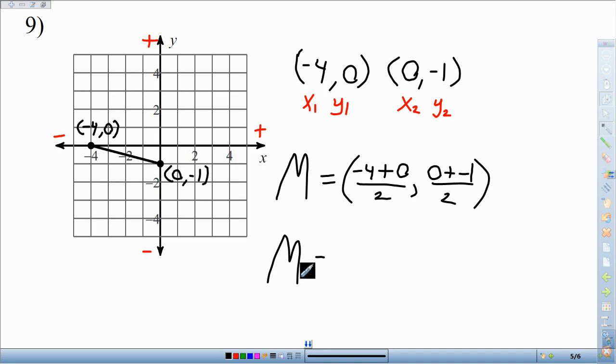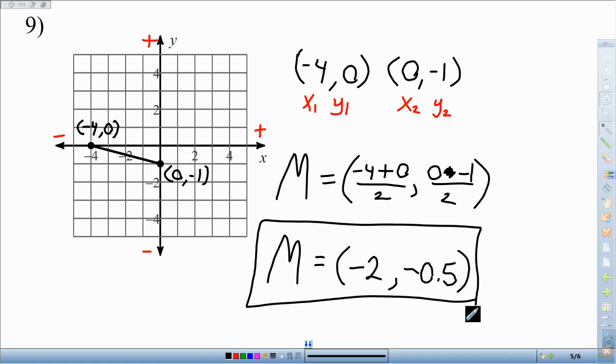All right. And again, I'm going to do both of these steps at once just because I feel like we're getting better at these. -4 plus 0 is -4. -4 divided by 2 gives me -2. Okay, please use your calculator when in doubt. 0 plus -1. Remember, we kind of ignore the plus when it's next to the negative. This is 0 minus 1, which is -1. -1 divided by 2 gives us -0.5. Okay, and there it is.